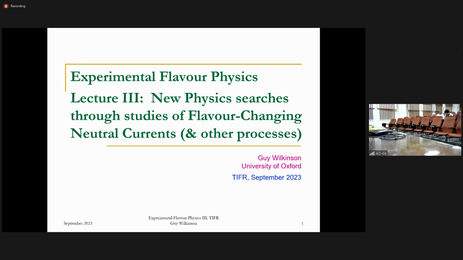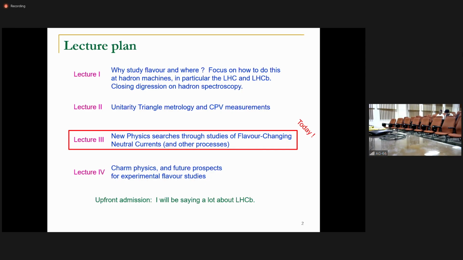I'll remind you where we are, just our roadmap. Last week we had an introduction to the experimental techniques. Where is a good place to do flavor physics? I'm stressing here the hadron environment, and in particular the LHCb experiment. We had a discussion on CP violation measurements and constraining the unitarity triangle. Today we're going to focus on flavor changing neutral currents. These are decays which are highly suppressed in the Standard Model, but where we might expect new physics to manifest itself through enhancements or perturbations to kinematical distributions.